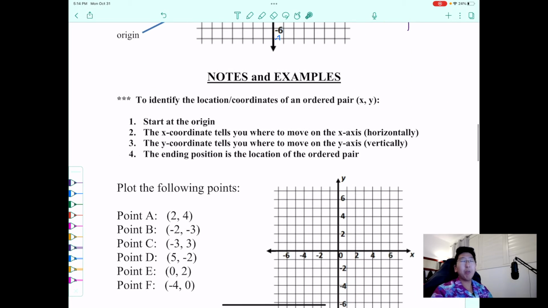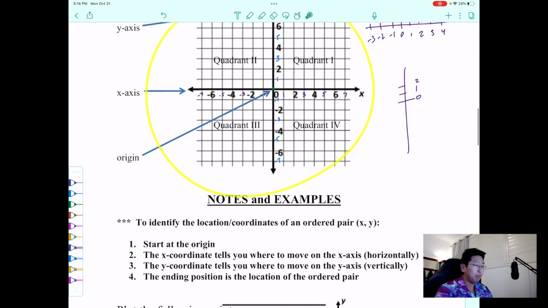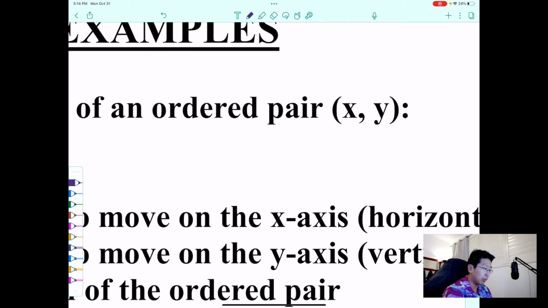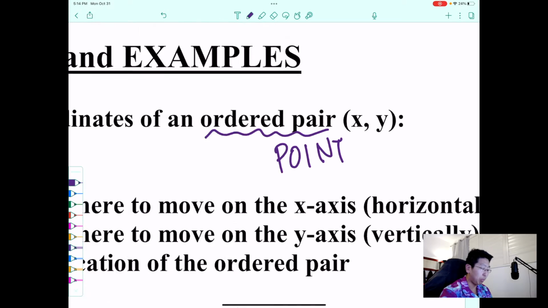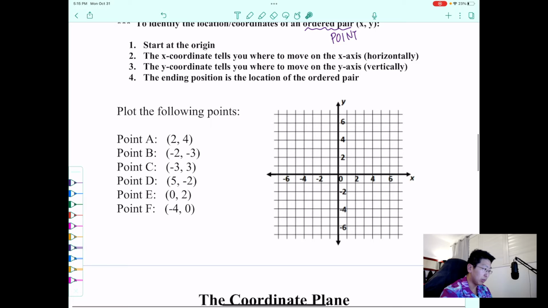So if we want to be able to graph on this thing called a coordinate plane, not quadrant plane. Here are our notes. So to identify the location, the coordinates of an ordered pair, we need to do these things. But an ordered pair is basically saying a point. So this is a point right here. I want you to go ahead and underline this. This is a point. So we're going to plot points on this coordinate plane. Not that one. We're going to do it on here.